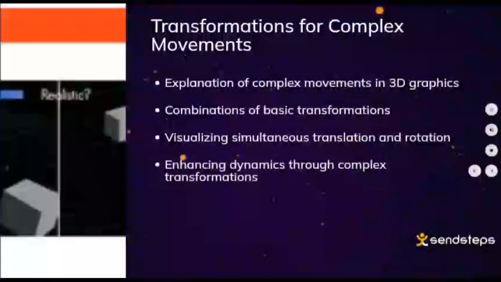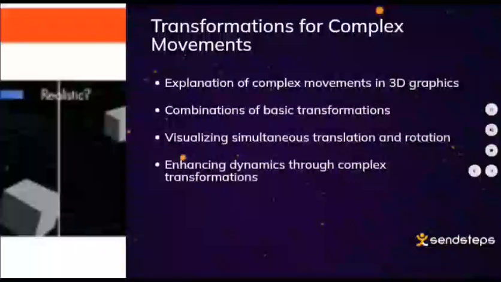Exploration of complex movements in 3D graphics. Complex movements involve combining multiple basic transformations to create intricate motions like spinning and orbiting. Combinations of basic transformations. For instance, combining translation with rotation can simulate a spinning top or a revolving planet in a virtual environment.